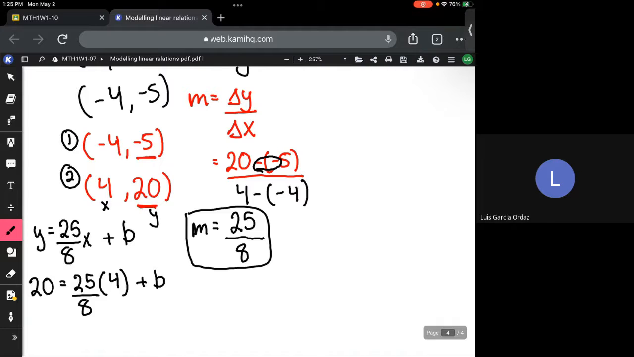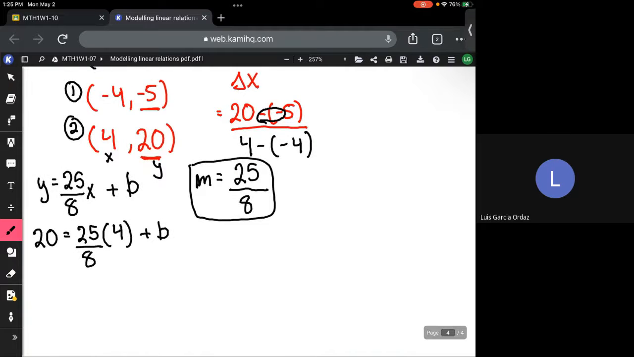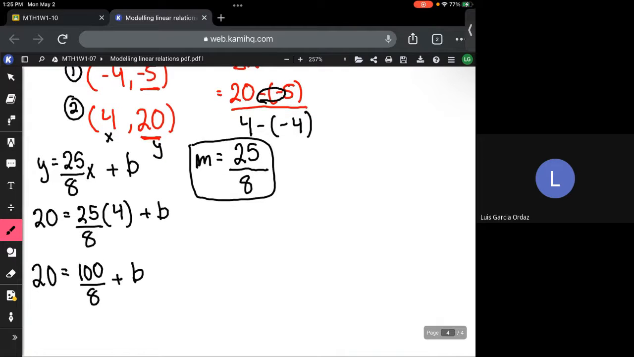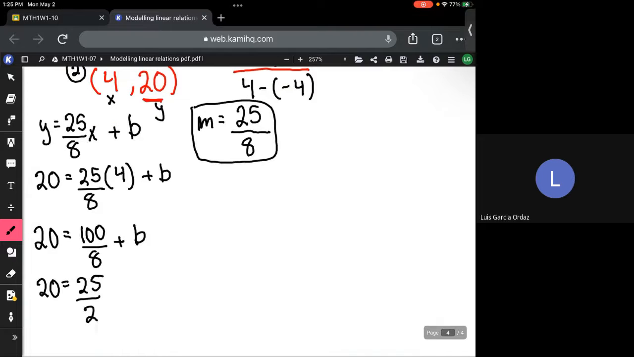So what's 25 over 8 times 4? What would that give me? 12.5, or as a fraction, 100 over 8. Can I simplify it? If I can simplify it, like Maya said, I can simplify it to 25 over 2. So I get 20 is equal to 25 over 2 plus b, because I can divide each of these by 4.